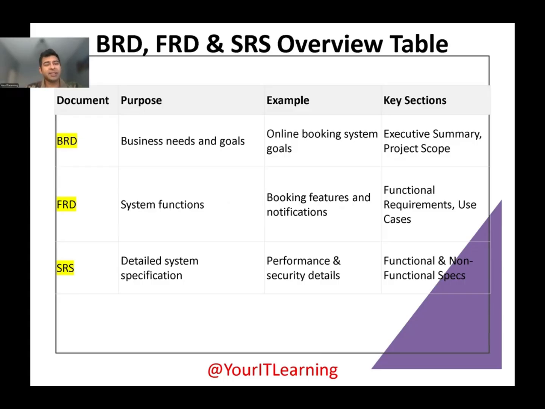How is FRD different from BRD? It will define the system functions, booking features and notifications. The key section will be functional requirements and use cases. And how is the SRS different from BRD and FRD? The SRS will have detailed system specifications. The example will be performance and security details, and the key sections will be the functional and non-functional specifications. So this is how the BRD, FRD, and SRS are distinguished from each other.